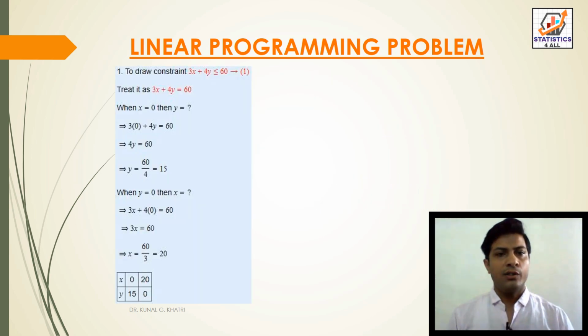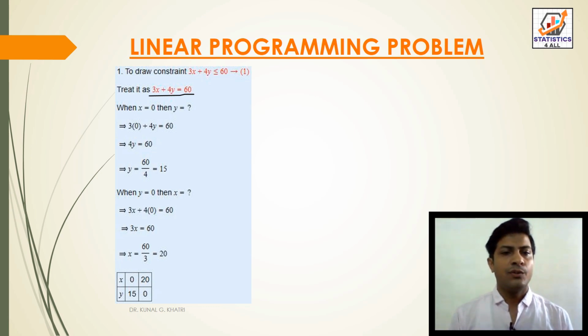Now to draw the constraint 3x plus 4y less than or equal to 60, the first equation, we treat it as 3x plus 4y equal to 60. Putting x equal to 0 in the above equation, 3 into 0 plus 4y is equal to 60, 4y is equal to 60. So y is equal to 60 by 4, we have 15.